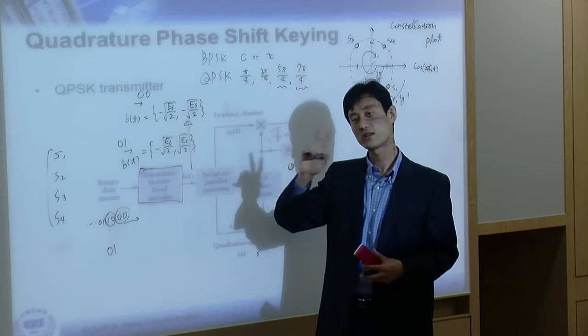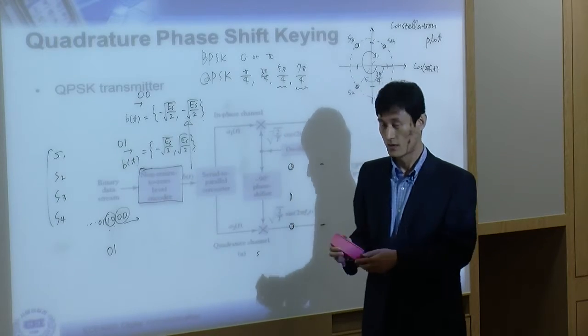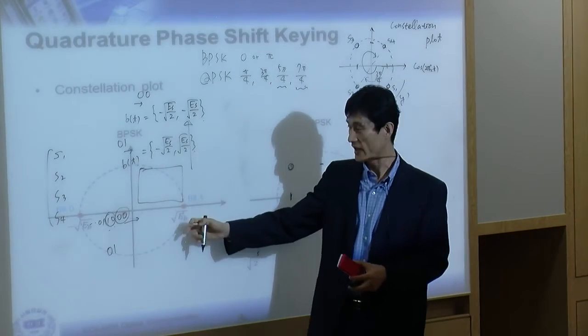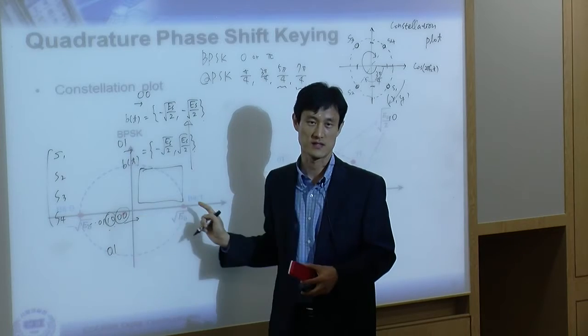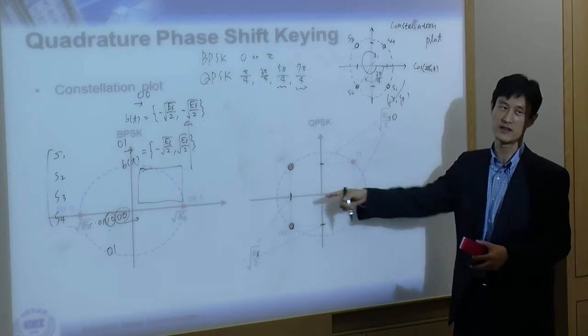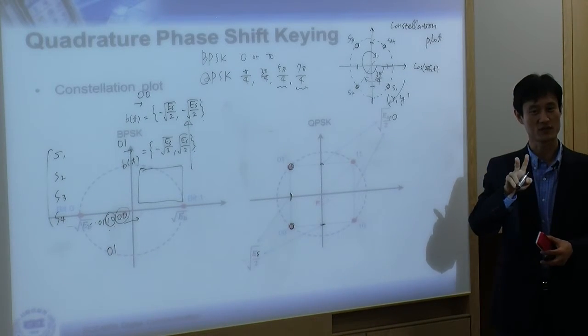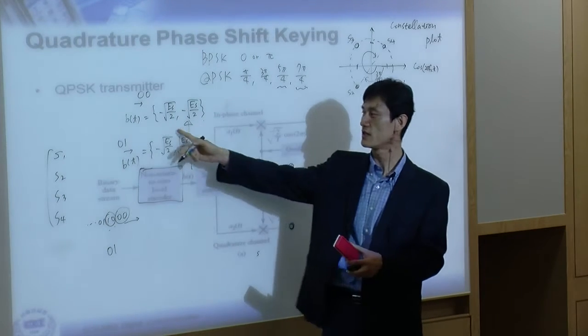So you're going to get two values here. In BPSK, everything is only on the cosine axis. That's why you have only one value. But in QPSK, now we have a cosine carrier, and we also have a sine carrier. So we have to have two values, and those two values are coming in here.